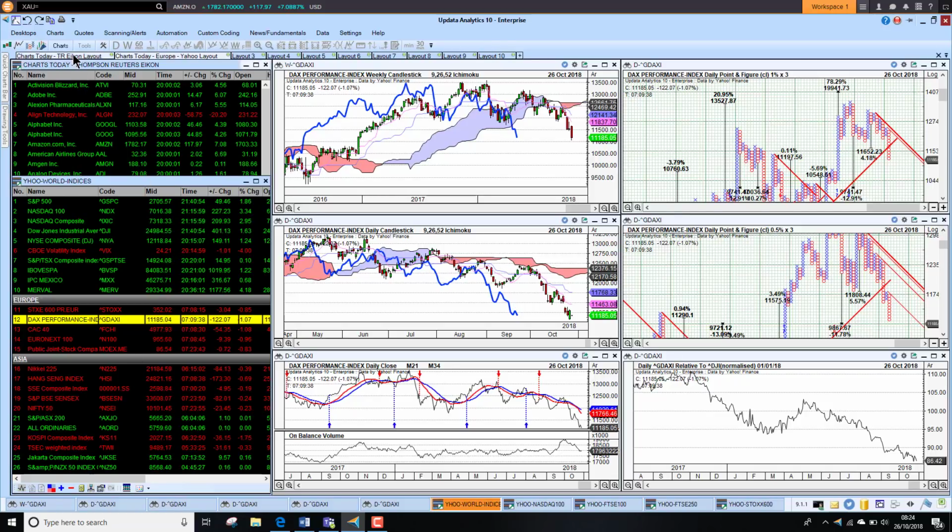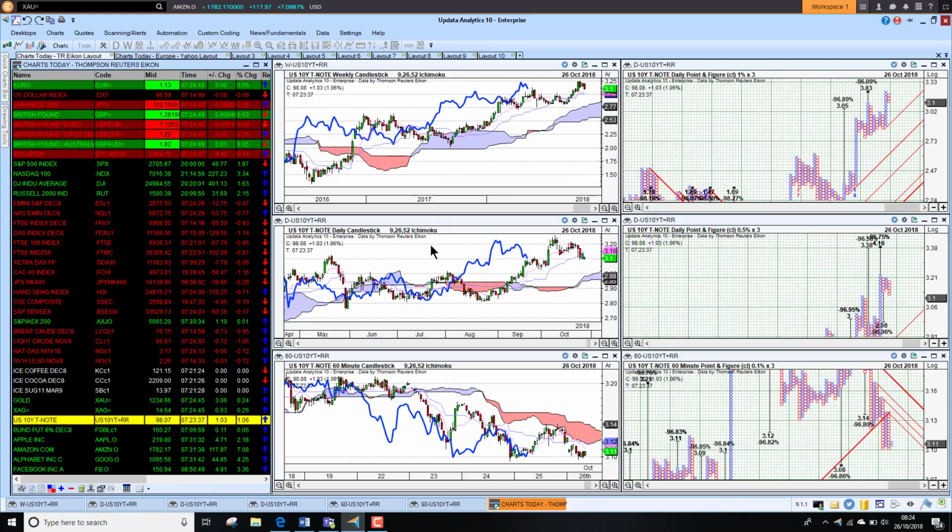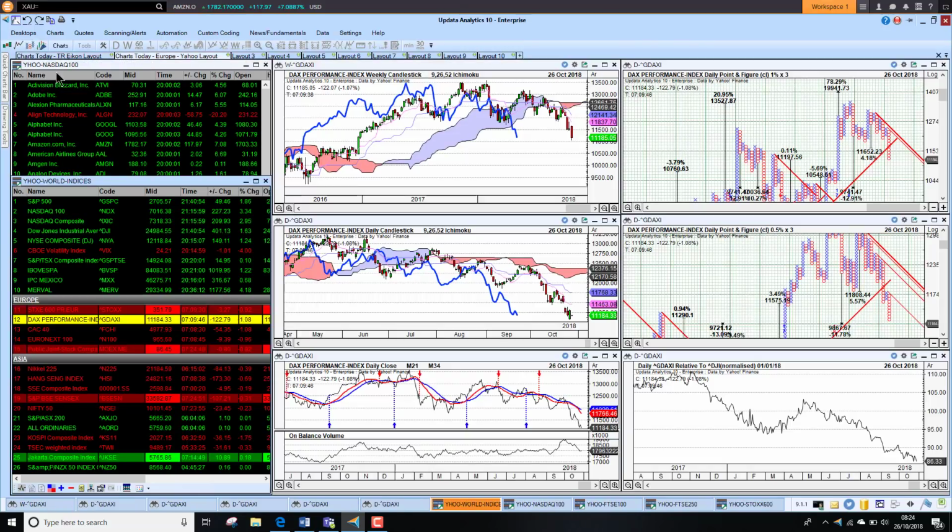This data on this tab all coming from either Thomson Reuters Icon, or if you're a private user, Metastock, same systems. And here looking at the data on this tab, all coming from Yahoo Finance. So again, coming into Updata, really useful.